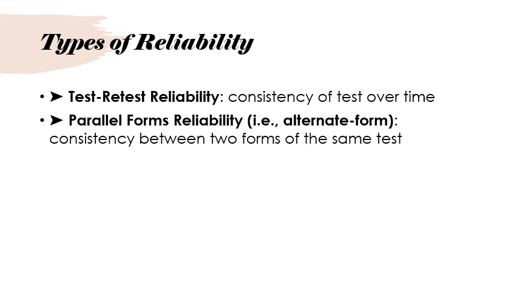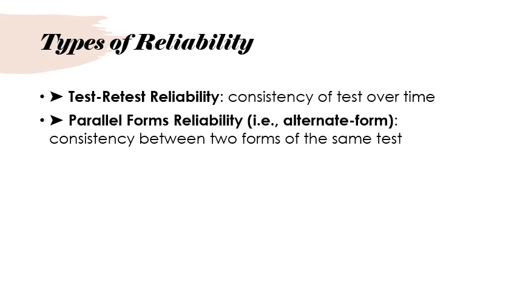Then we also have something called parallel forms reliability. Sometimes you'll hear people call it alternate form reliability. This is when there's consistency between two forms of the same test. You may have seen this in your academic career, actually.